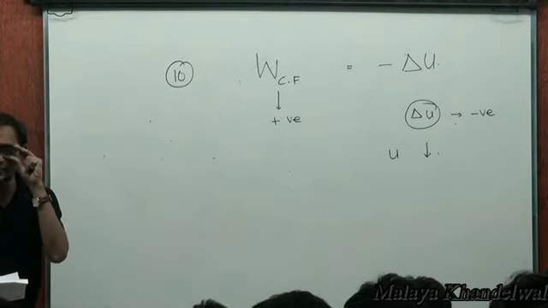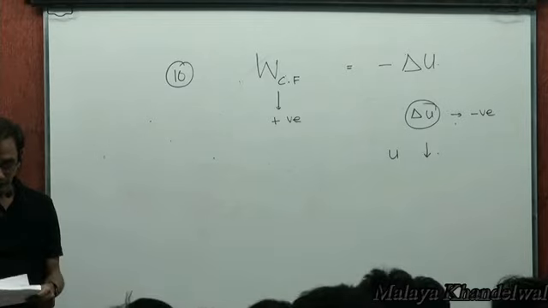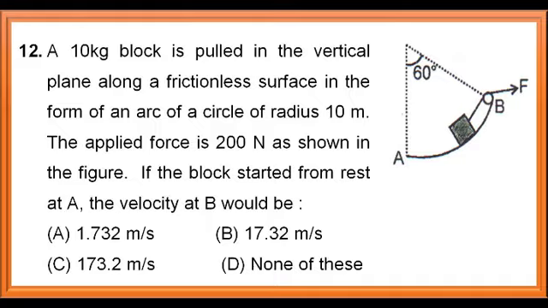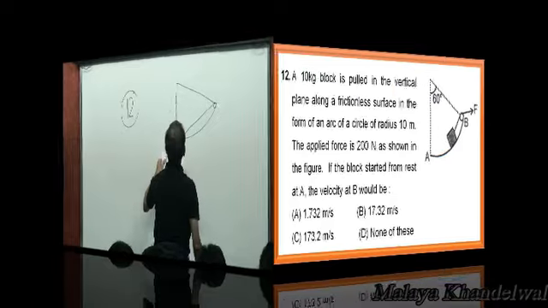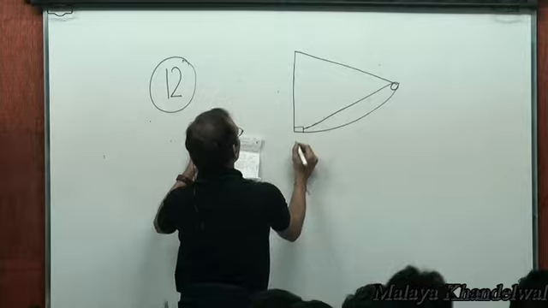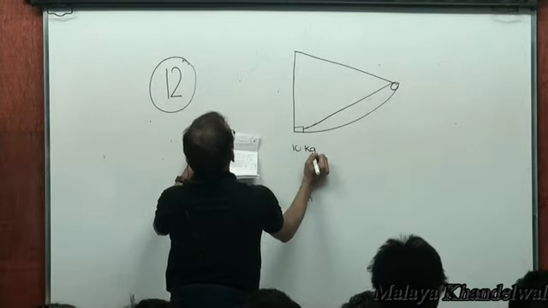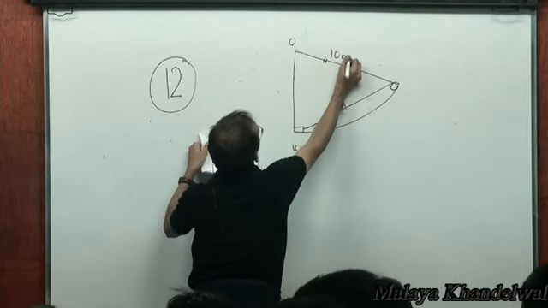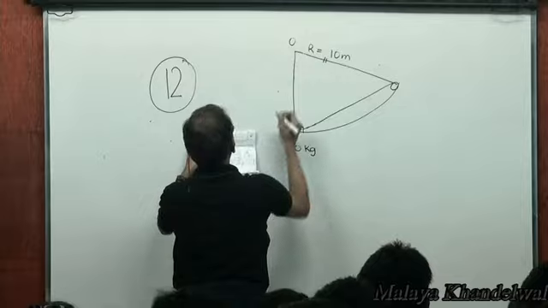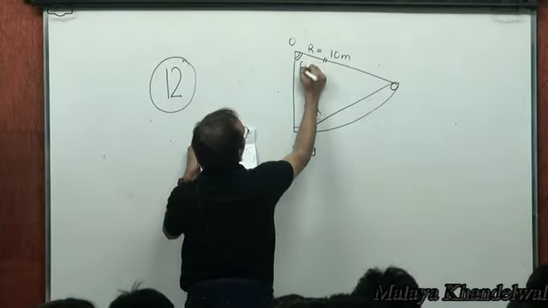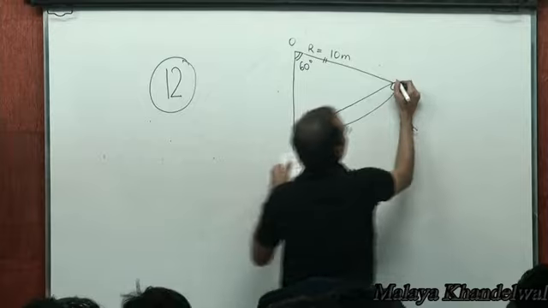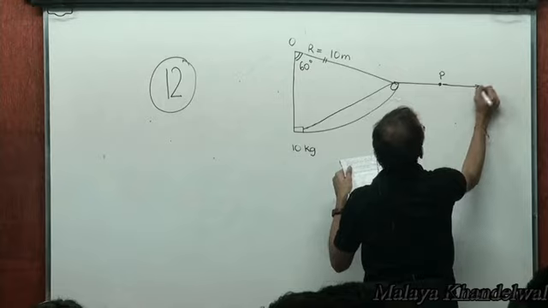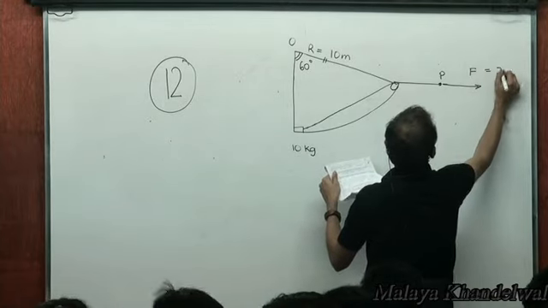11 is straightforward. I would expect you to be able to do it yourself. Let's look at 12. Right. So there is this 10 kg block. This is a circular arc of radius 10 meters. And this angle is 60 degrees. It's being pulled to the right. At the point P, the free end is being pulled by a force F equal to 200 newtons.